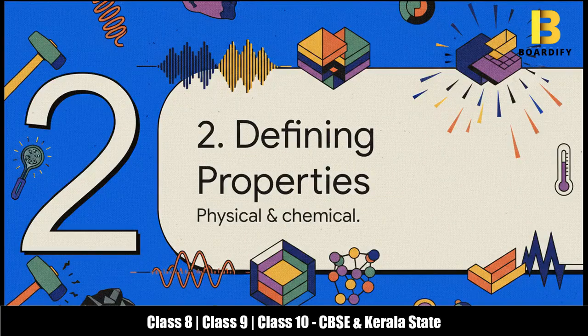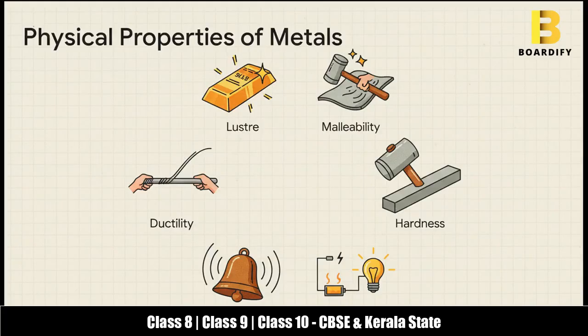Okay, so how do we actually tell one from the other? Well, it's all about their properties. And we're going to start with the physical stuff. The things you can literally see, touch, and even hear. So what are the classic signs of a metal?